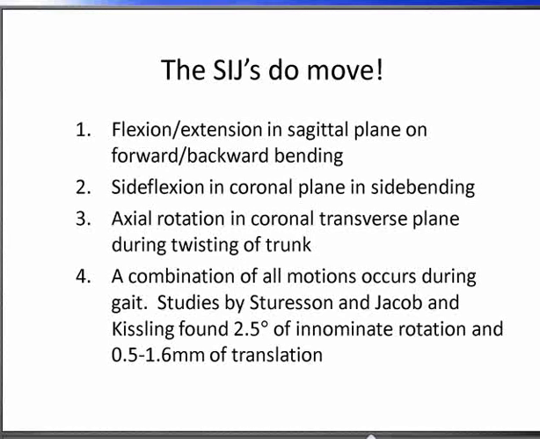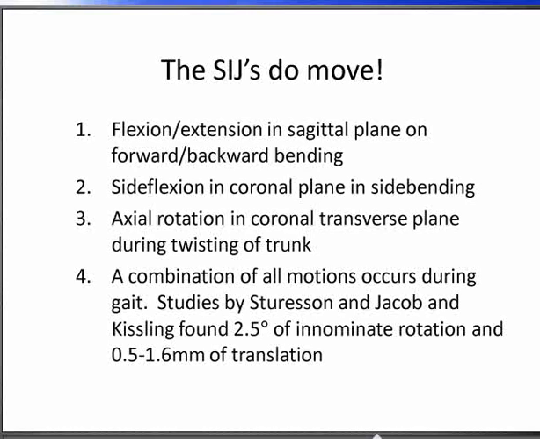And when we look at movement of the SI joint, we're looking at flexion and extension in a sagittal plane, coupled with forward and backward bending. Side flexion occurs in the coronal plane with side bending, axial rotation in a transverse plane during twisting of the trunk, and there's obviously a combination of motions that occurs during gait. One of the things that's been found through research is that there is rotation that occurs within the innominate, said to be in the neighborhood of 2.5 degrees of rotation.